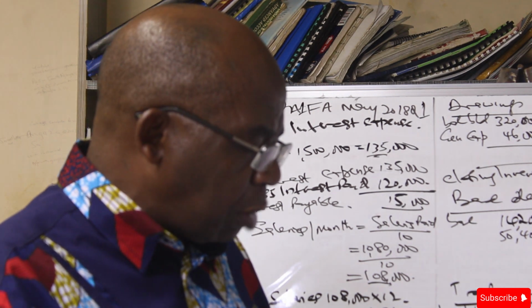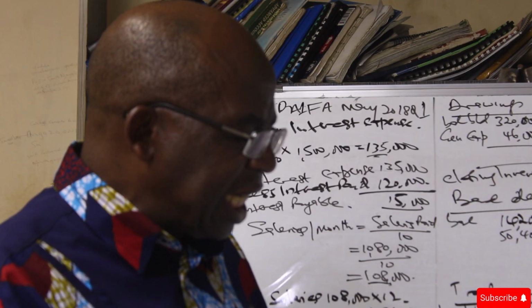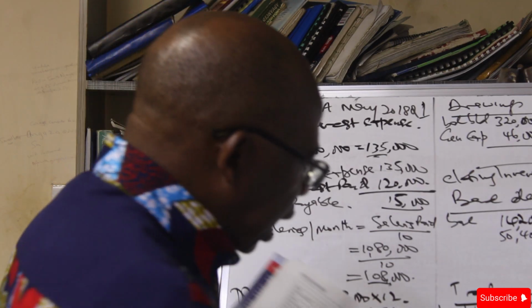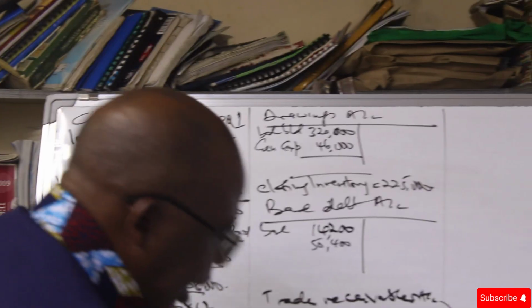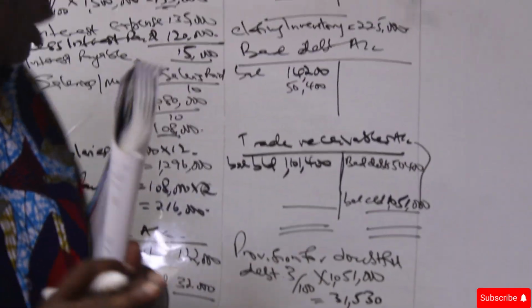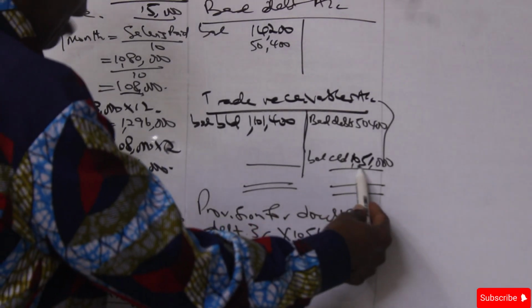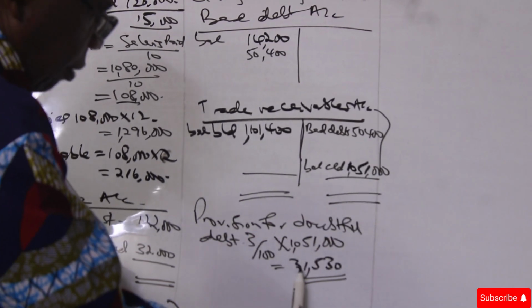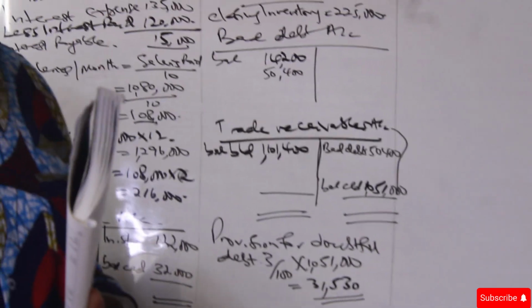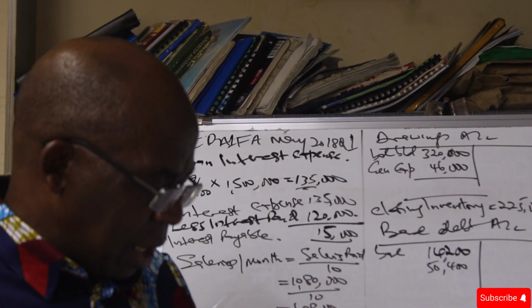So if you go to the trial balance, our trial balance figure tells us our allowance for doubtful debts is 31,530. So it is still the same figure, 31,530, and therefore we are not increasing and we are not reducing. So once we get the trial balance to the balance sheet, we will get our debtors 1,051,000. We subtract 31,530 to get net trade debtors.